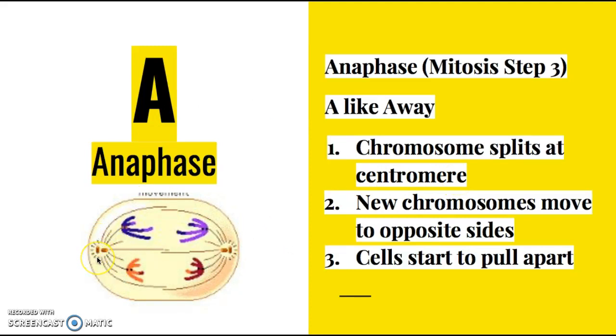The centrioles, rather, are still on opposite sides. Spindle fibers are still attached at the centromere, but now they're physically pulling them apart and ripping them in half as they move to opposite sides. So this is the beginning of the actual division part. Notice how it's moving away, and we can see the beginnings of new cells form.